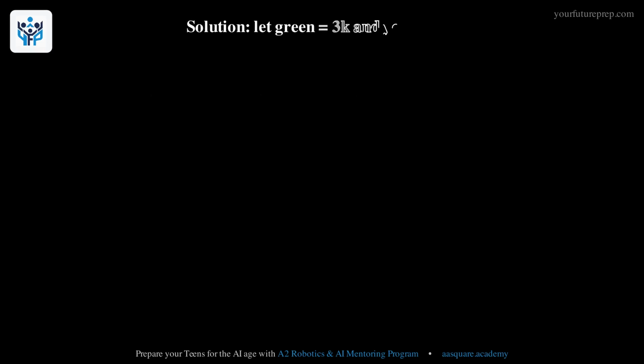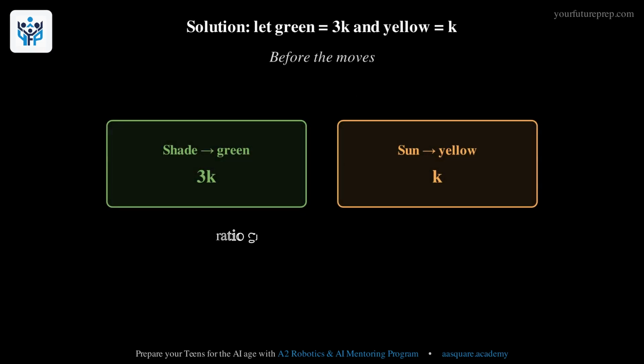Let's use the starting ratio. Since green to yellow is 3-1, we can call the number of green frogs 3k and the number of yellow frogs k, for some whole number k.